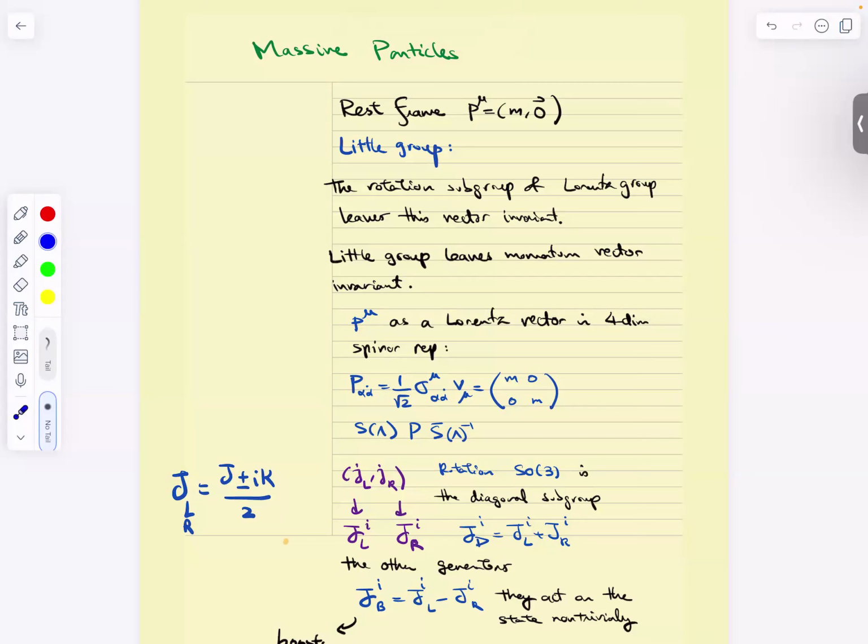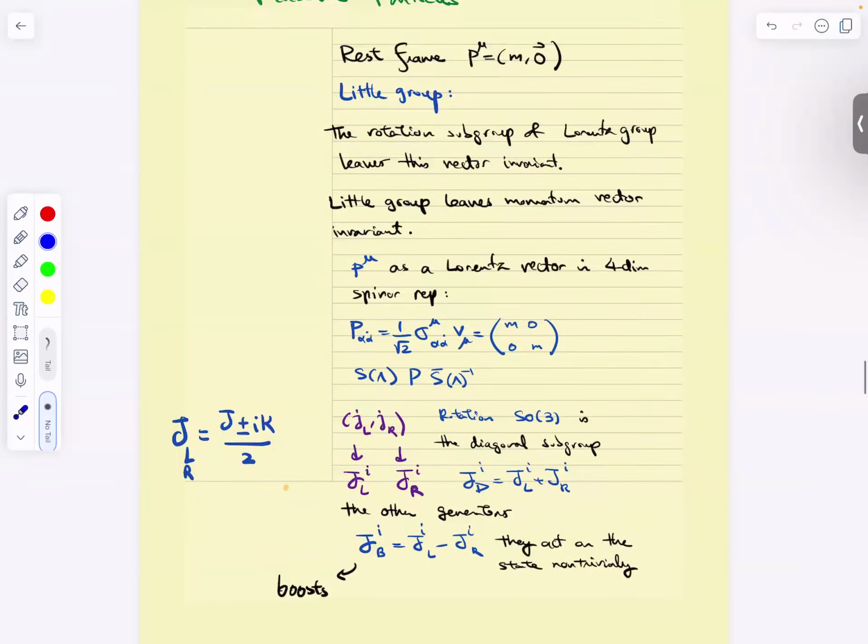Let me do that. Consider a p mu which is time-like and is on this surface. That has a name, I'm forgetting. You could write this down. Okay, I'm going to give you the fancy version. Let me see.